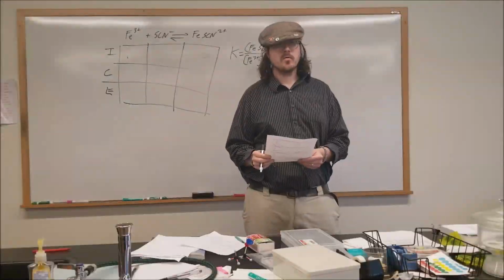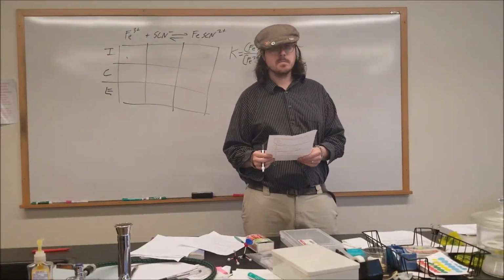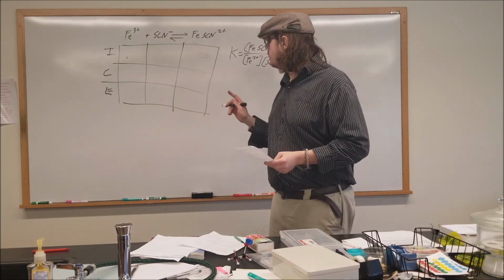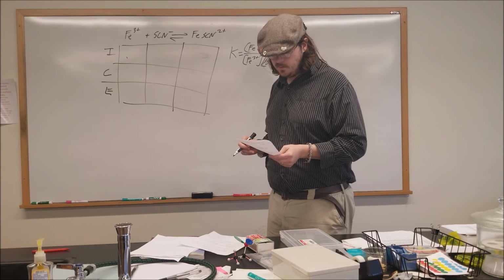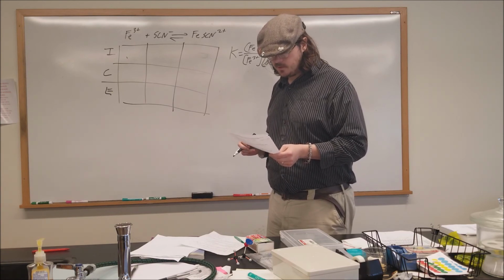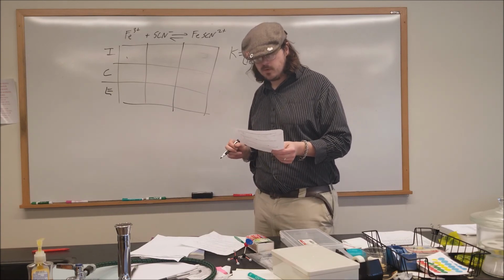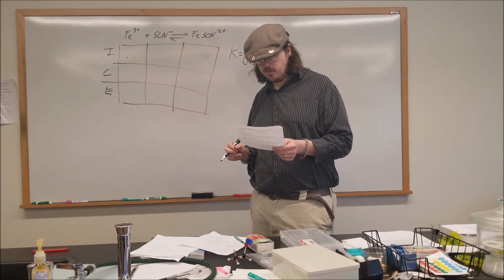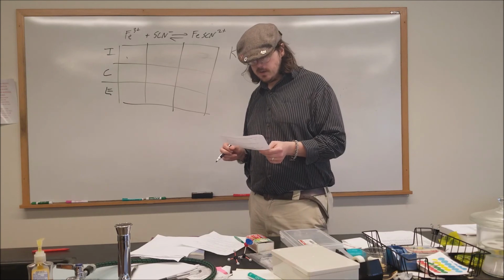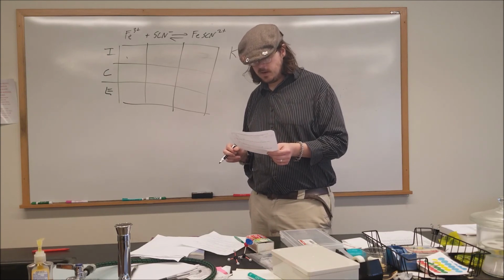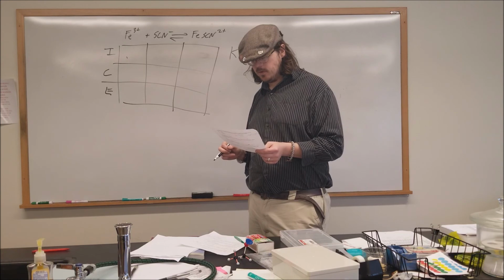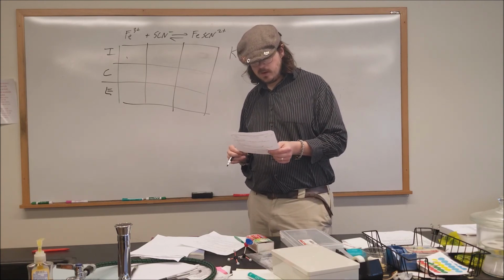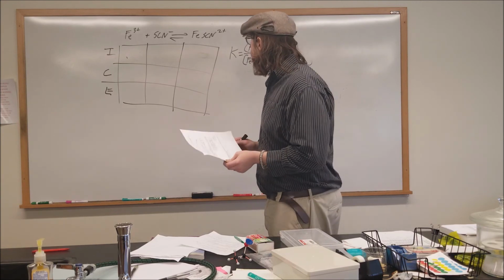Finally, we have our dreaded ICE problem. This is based on a lab we will be doing in a few weeks. Looking at it, we have initially 5 mLs of 2.5 times 10 to the negative third molar iron, mixed with 5 mLs of 2.5 times 10 to the negative third molar thiocyanate, and we generate 2 times 10 to the negative fourth molar iron thiocyanate at equilibrium. What is the K for this experiment?